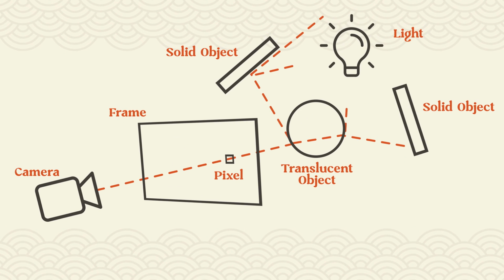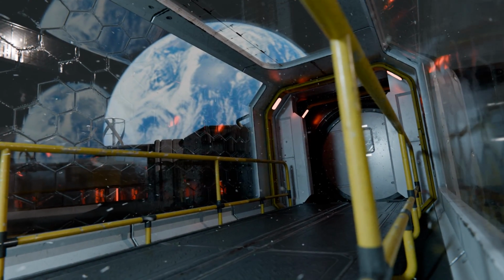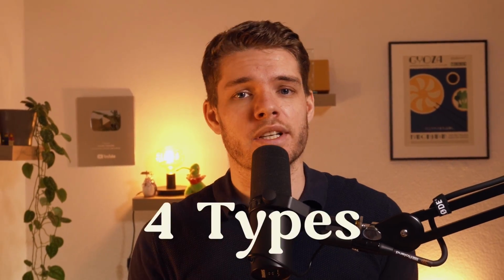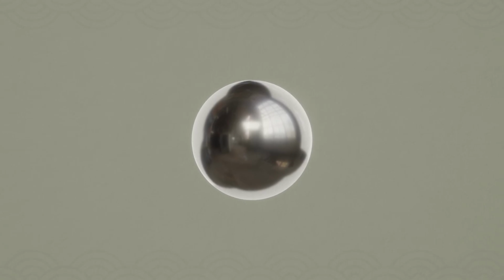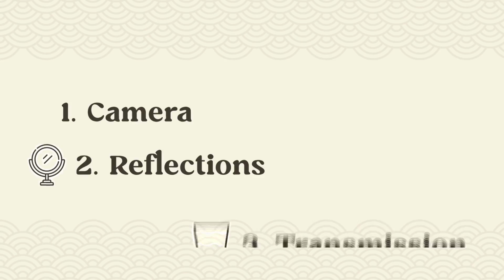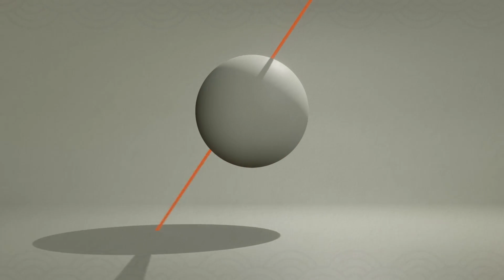I lied to you before. Although the camera fires paths, it's not the only type of path fired by Cycles to determine how the final image looks. There's actually four types of rays that Blender uses to create the final product. Number one, camera, the ray which I spoke about before, which comes straight from the camera. Number two, reflection, which is a ray generated by the reflection of a surface. Number three, transmission, is the ray generated by a transmission through a surface. And number four, shadow, the ray used for transparent shadows.